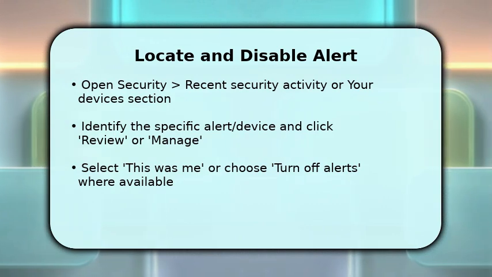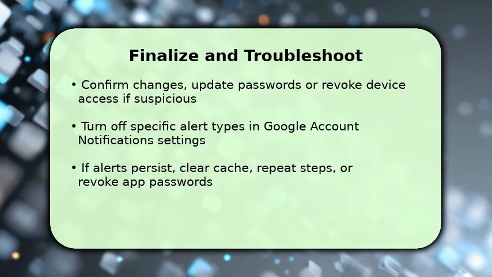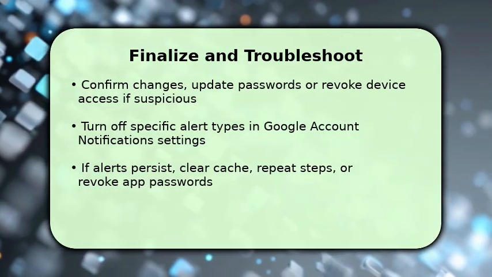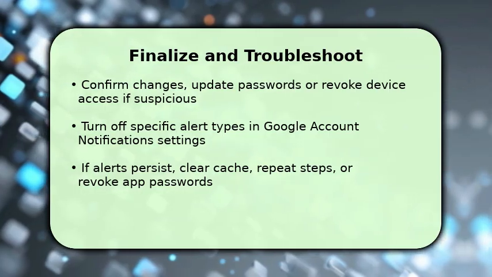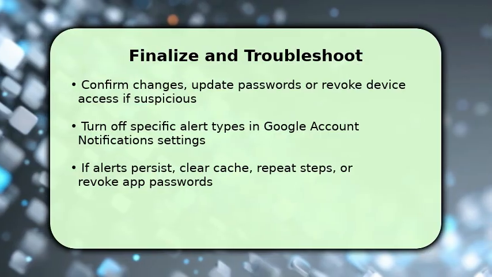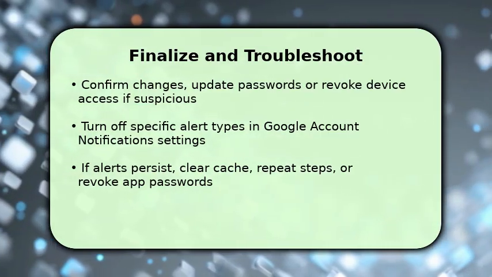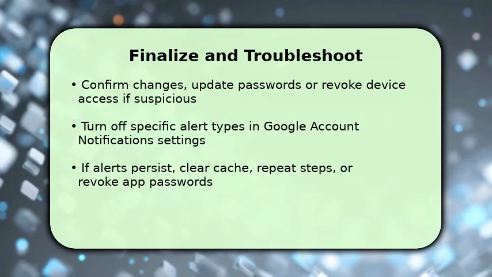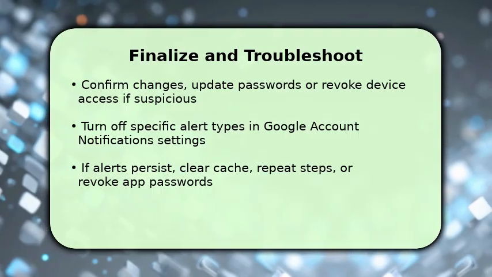Finally, confirm your changes and make any security updates like changing your password or revoking device access when something looks suspicious. Once done, open notifications in your Google account to disable specific alert types. This prevents repeats without weakening security overall. If alerts persist, clear your browser cache or sign out and repeat the steps. In stubborn cases, revoke app or device passwords and reissue them.